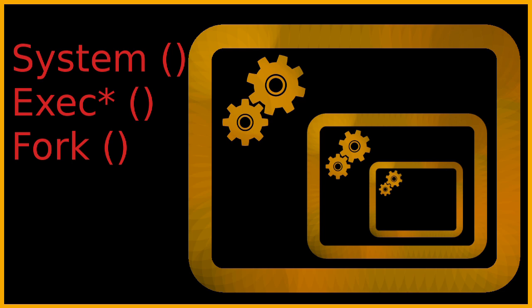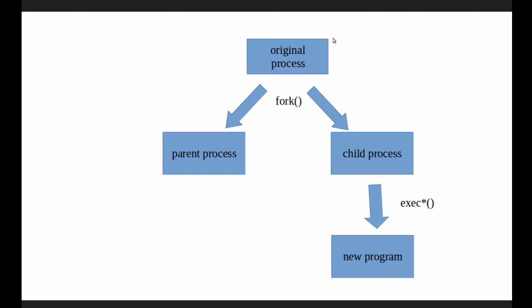So here's a quick recap. I talked about why you shouldn't be using system, and the proper way to do it is to use a fork and an exec. Basically the way this works is you have your original process, you do the fork, so now you have two processes, the parent one and the child one, and then within the child you perform an exec which will transform this process into the new program you want to run.